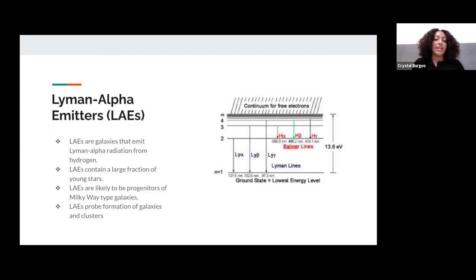So what are LAEs, or Lyman alpha emitters? These are galaxies that emit Lyman alpha radiation from hydrogen. In this figure to the right, you'll see an energy level diagram for the hydrogen atom. If there's an electron in the n equals 2 state that falls down into the n equals 1 state, it'll emit a photon at about 121.5 nanometers. And this is what we call Lyman alpha radiation.